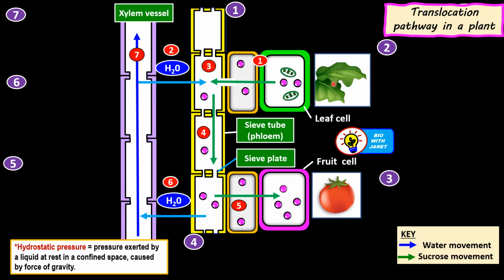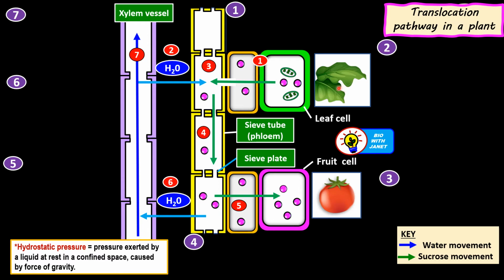So next we have this pink cell here, which represents a fruit cell or maybe a cell in the root, that receives the organic food substances so that they can carry out the process of growth and metabolism, and also cellular respiration. So let's start with the leaf cells.